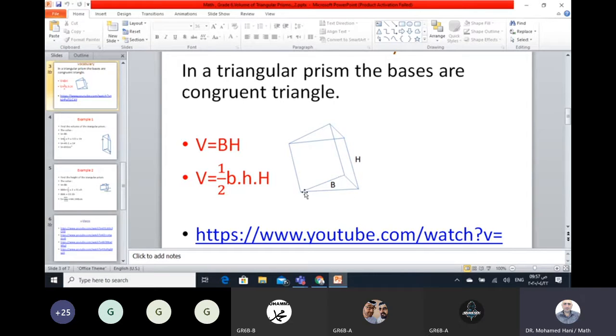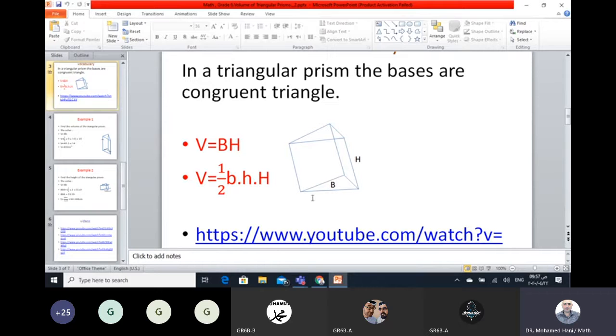Like this is the triangle. Where is the base? This is the base. And this is the height. Why did I choose this base, not this one? Because the height here is perpendicular to this side. So this side is the base, not this side. So this is the base of the triangle and this is the height of the triangle.